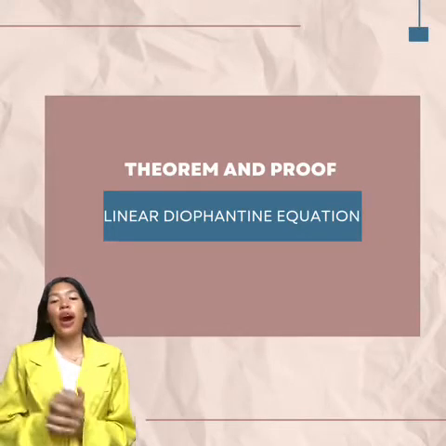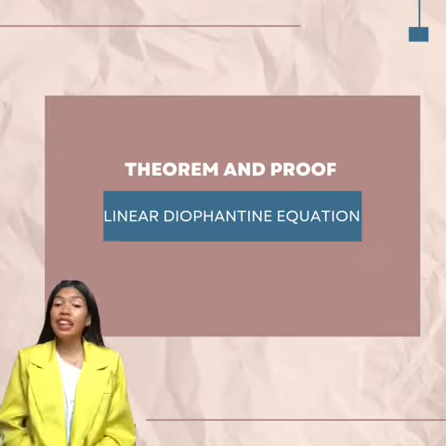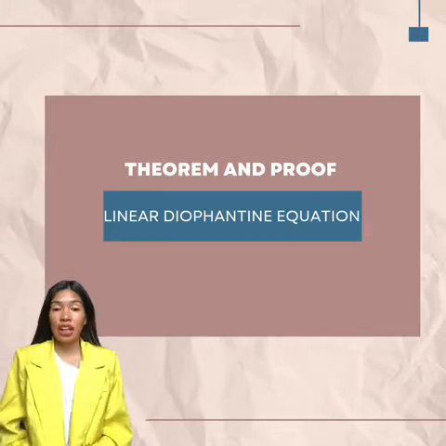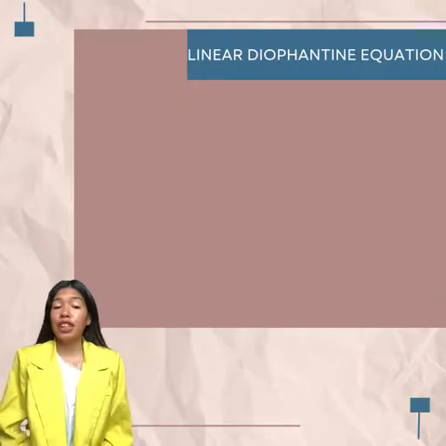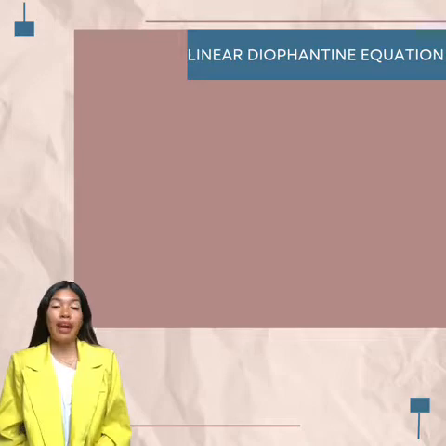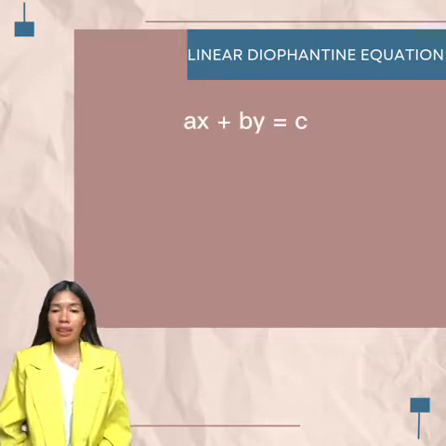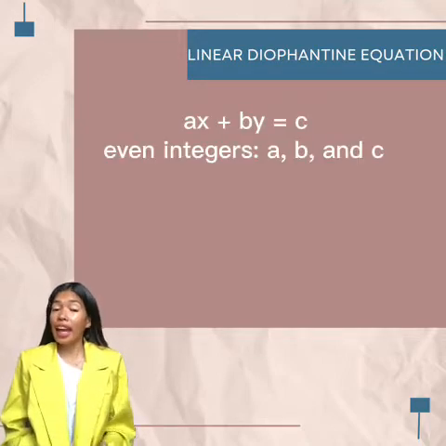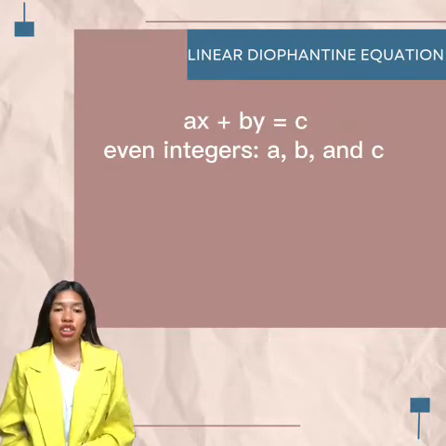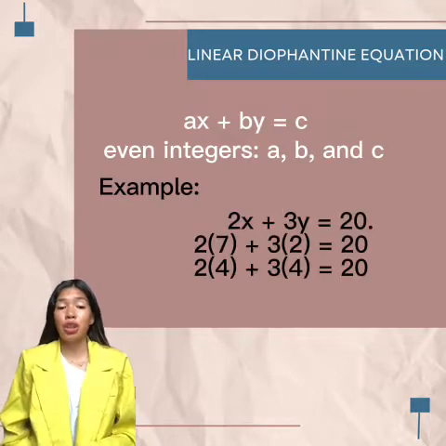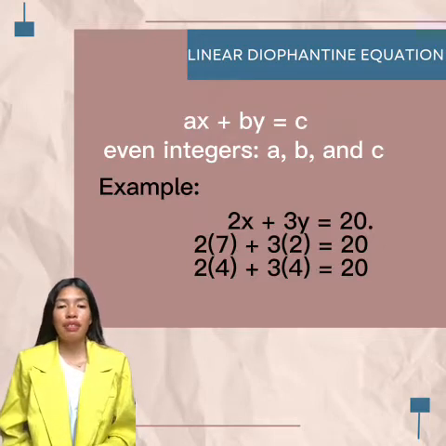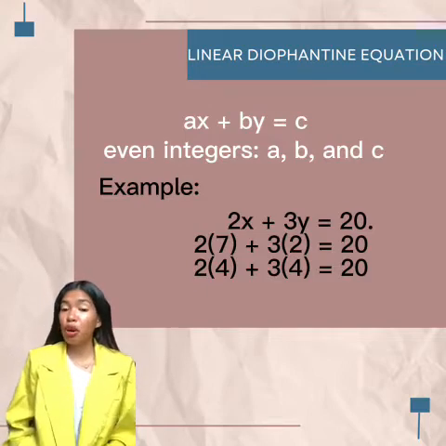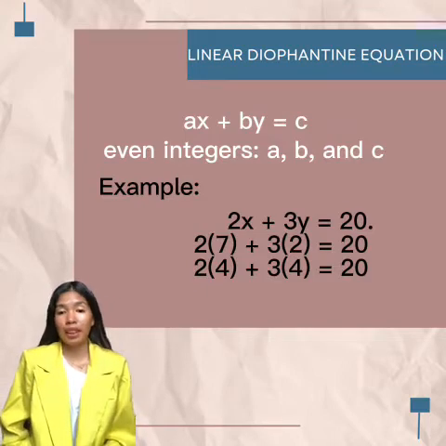In this video, I will be explaining and proving the linear Diophantine equation. So allow me to start. The simplest linear Diophantine equation takes the form ax plus by equals c, where a, b, and c are given integers. So for example, 2x plus 3y is equal to 20. We also have 2 times 7 plus 3 times 2 is equal to 20. Also, we have 2 times 4 plus 3 times 4 is equal to 20.